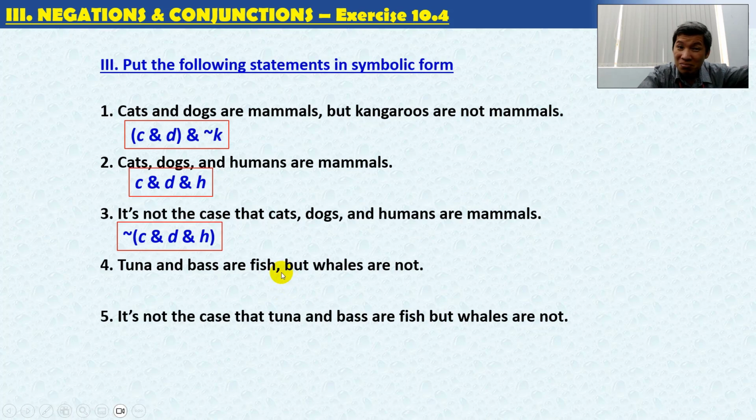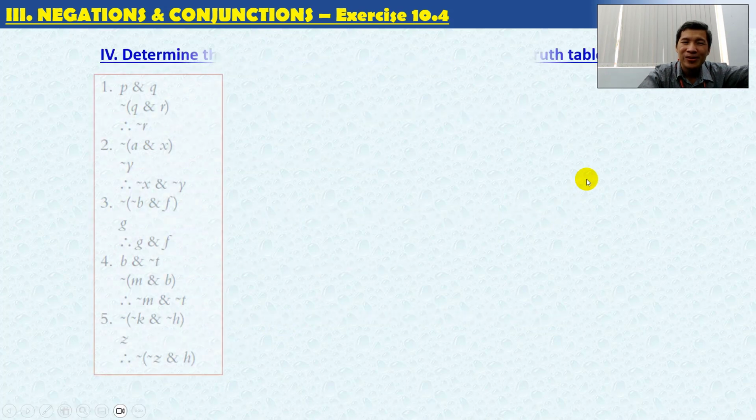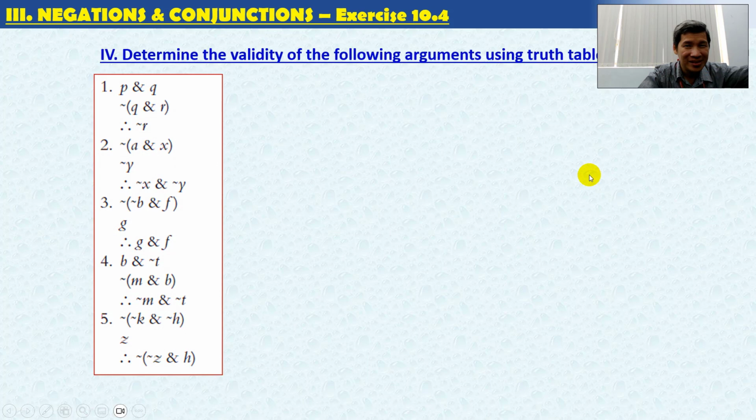Now, tuna and bass are fish, but whales are not. T and B, and not W. It is not the case that tuna and bass are fish, but whales are not. So, right? Not so difficult.